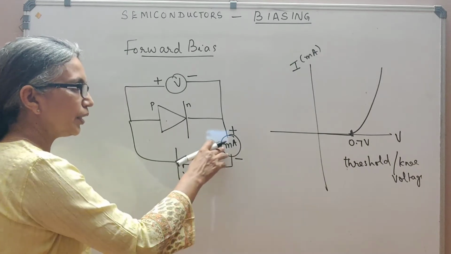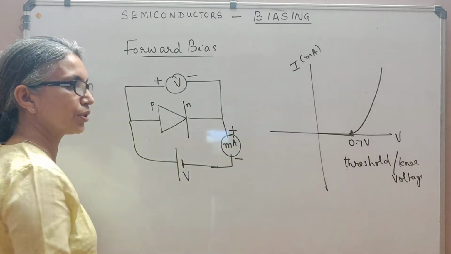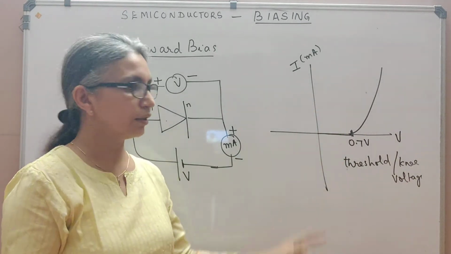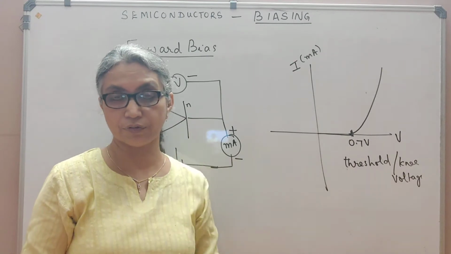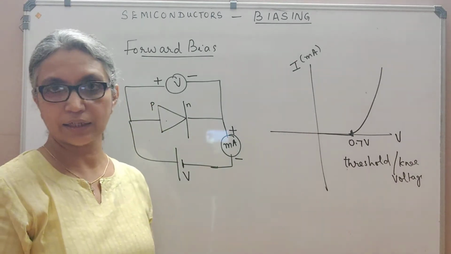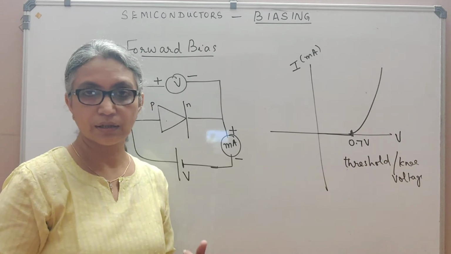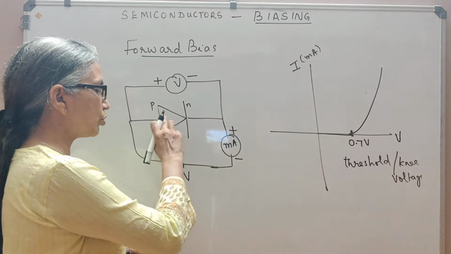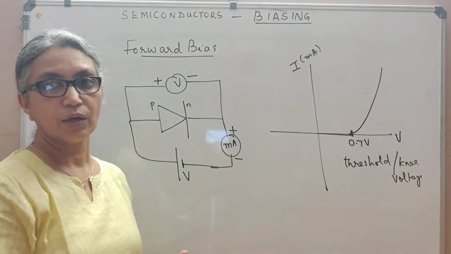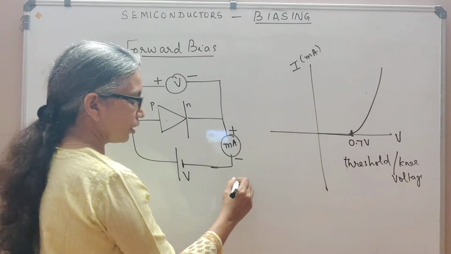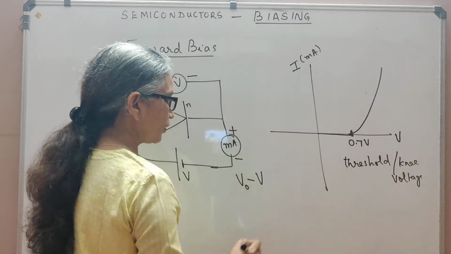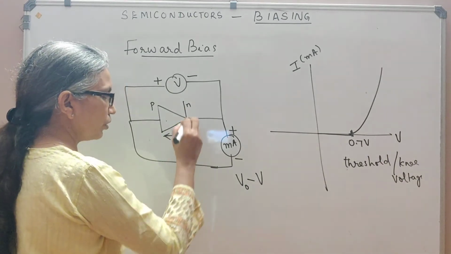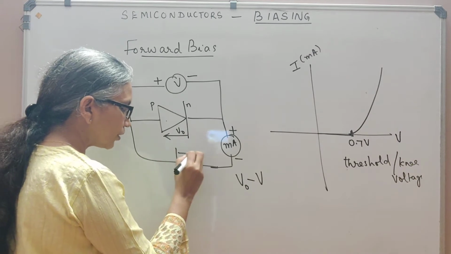So we have a milliammeter to measure the current, a voltmeter to measure the voltage, and this will be the forward bias characteristic. The VI graph is called the characteristic of the diode, and this is the forward biasing characteristic. So we discussed that under forward bias, we are connecting the positive of the supply voltage to the P type and the negative to the N type. When you do that, the net potential across the barrier becomes V0 minus V, because your potential barrier is in this direction from N to P, but your applied voltage is in this direction.